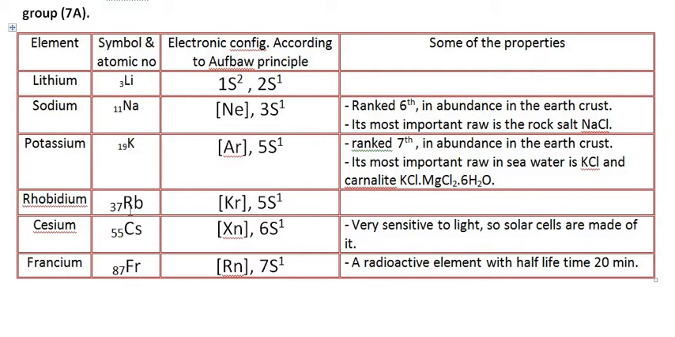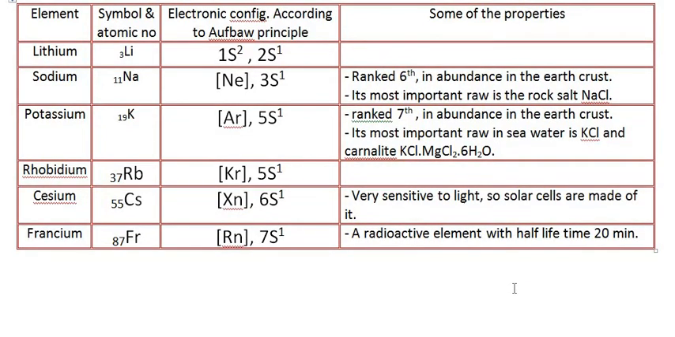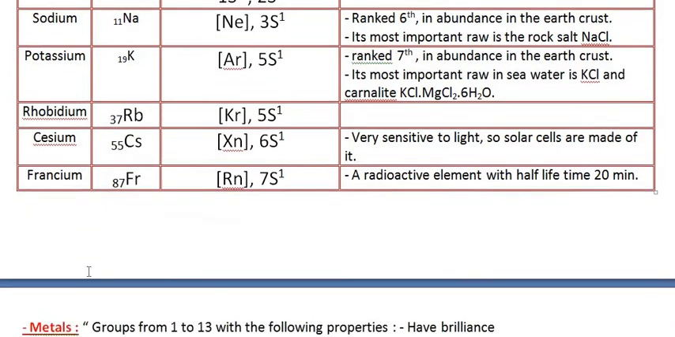Rubidium element, cesium, which is a very sensitive element to light, so it is used in making solar cells. Francium, which is a radioactive element, and its half-life is very small. It's 20 minutes, its half-life.